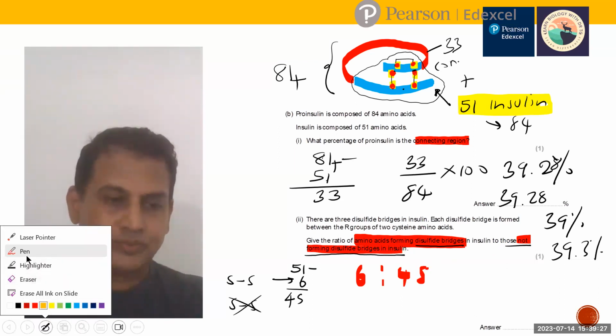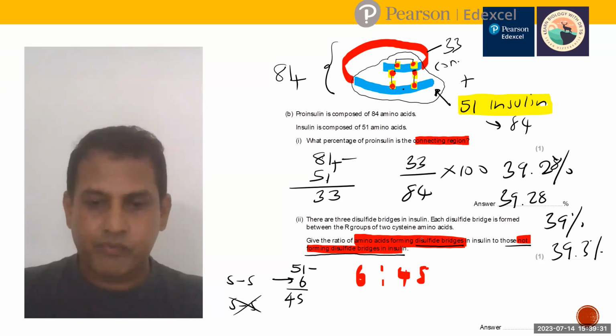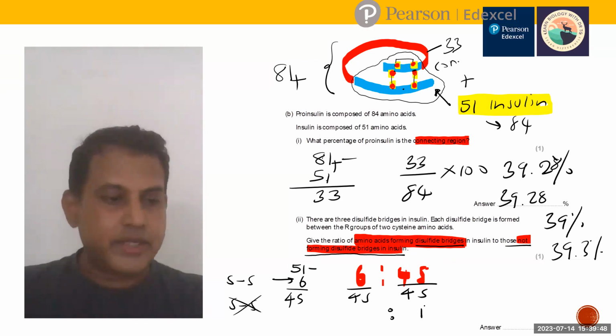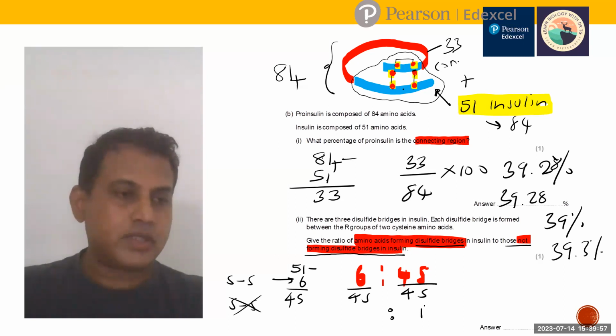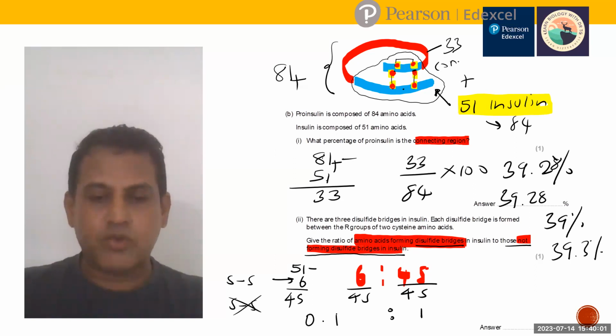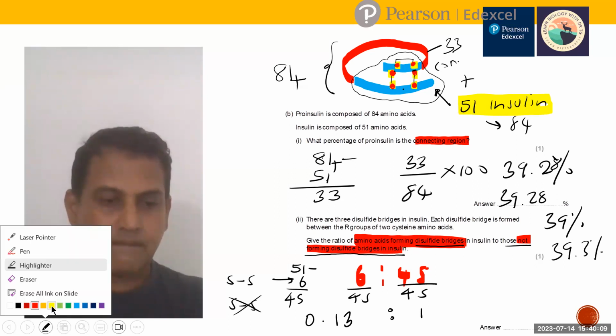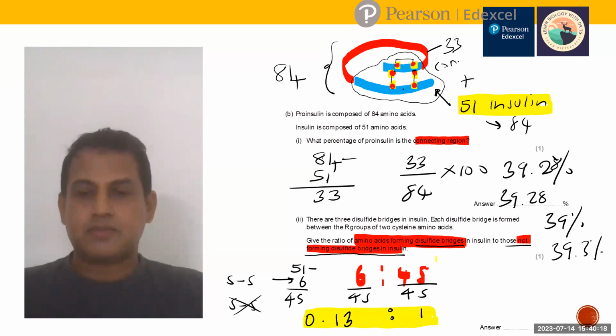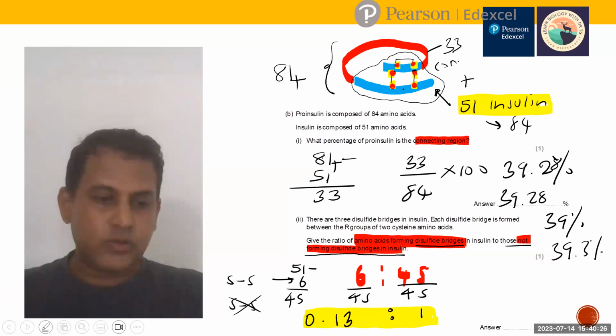Okay, now what should I do? I can divide this side by 45 and this side by 45. Then it's 1. Then 6 divided by 45 is 0.1333. So the answer is 1 to 0.13. Okay, here again there are no strict rules given for the answer.